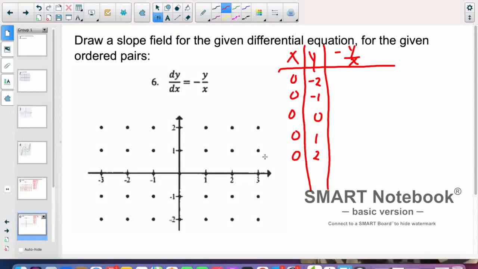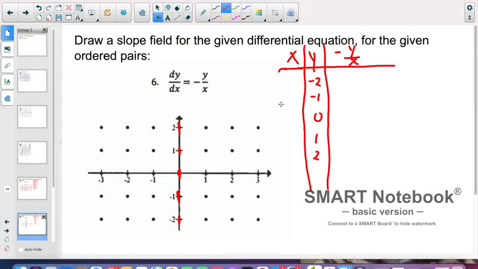I'm going to find those slopes for these ordered pairs first. Well, if I do that, does it matter what the top is? Does it matter what y is? If the x value is 0, aren't all of these slopes going to be undefined? I'm just going to use UN for undefined rather than writing it all in every time. Okay, so all of these are undefined. That means my little slopes here for my slope field are going to be little vertical lines. They're not perfect, but you can tell that they're supposed to be vertical.